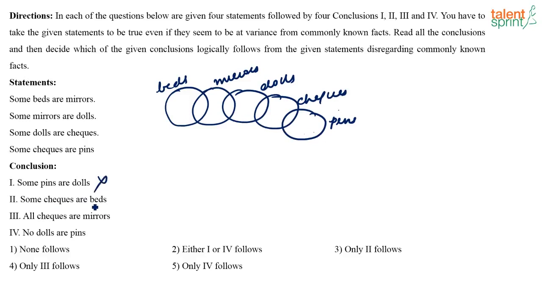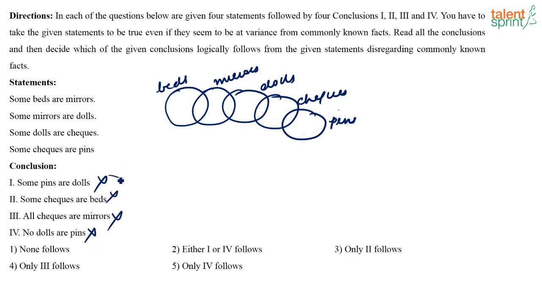Some checks are beds. Not a definite conclusion, does not follow. All checks are mirrors. Not a definite conclusion, does not follow. Now let us look at the fourth conclusion. No dolls are pins. Again, not a definite conclusion.